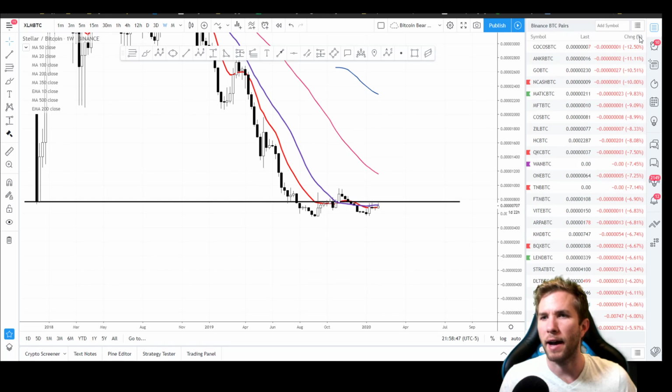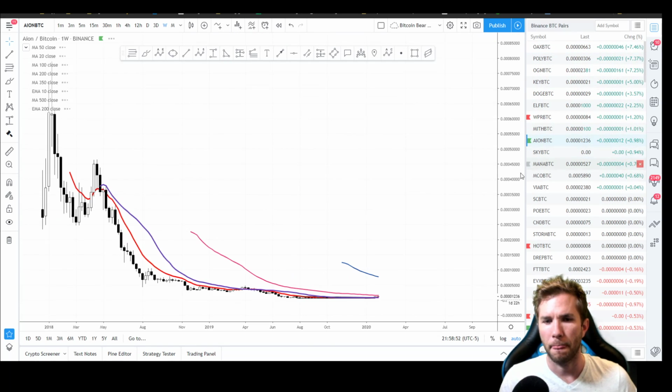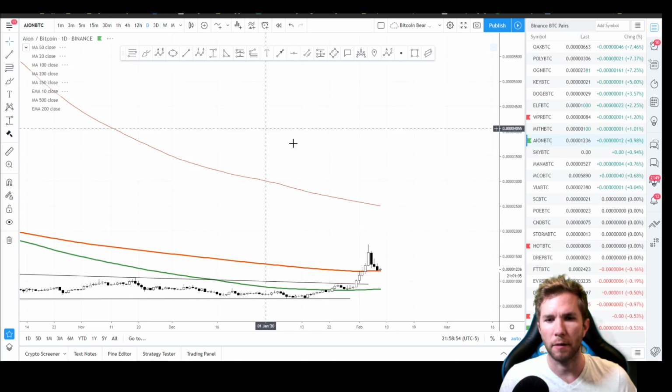Let's take a look at some actual trending coins here. So, AN is in a decent uptrend.